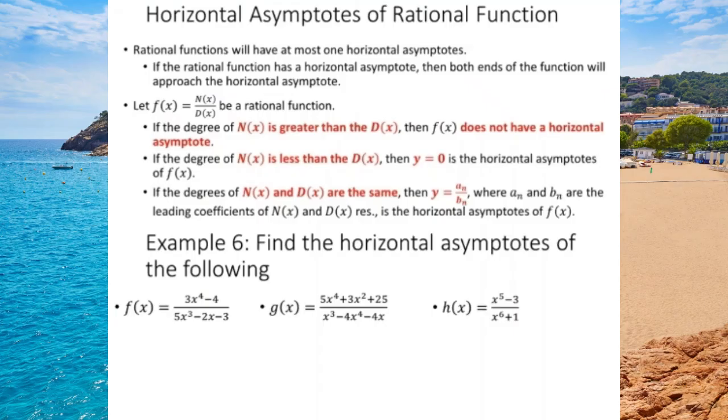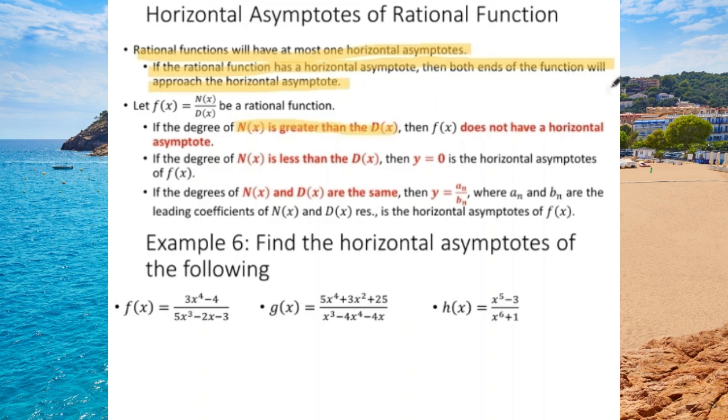Now we're going to discuss how to find the horizontal asymptote of a rational function without the graph. Rational functions are special when compared to other functions because they're only going to have at most one horizontal asymptote. If the rational function does have a horizontal asymptote, then both ends of the function will approach the horizontal asymptote. We're going to let f of x equals n of x over d of x be a rational function. And we're picking n of x to represent the numerator, d of x to represent the denominator. The way we can determine whether or not our function has a horizontal asymptote and where that horizontal asymptote is located is by comparing the degrees of the numerator and denominator.